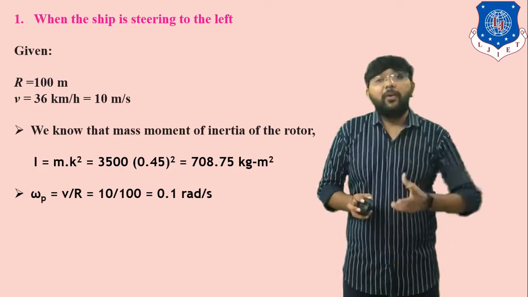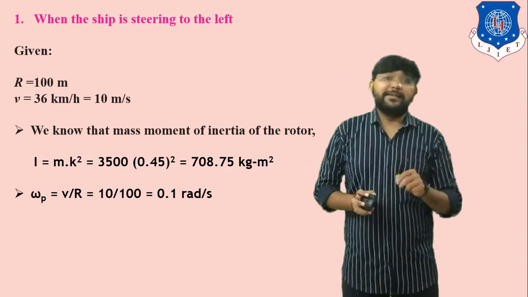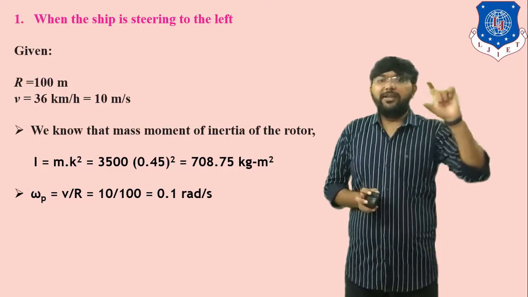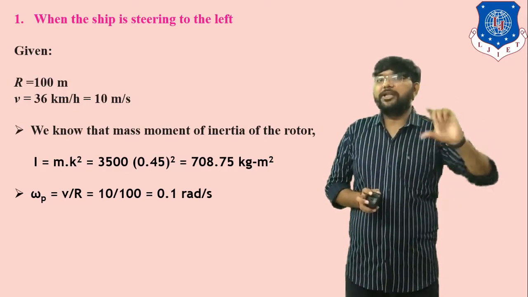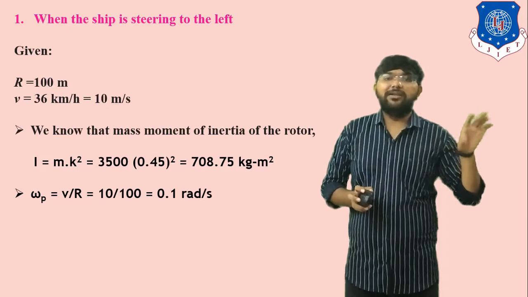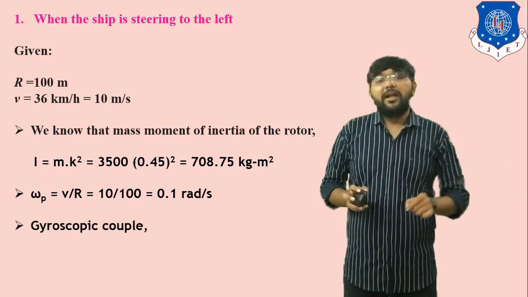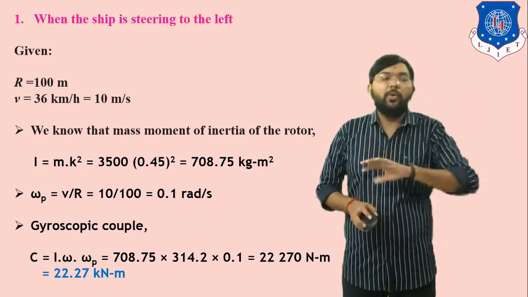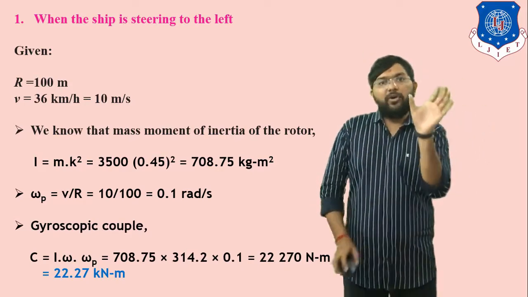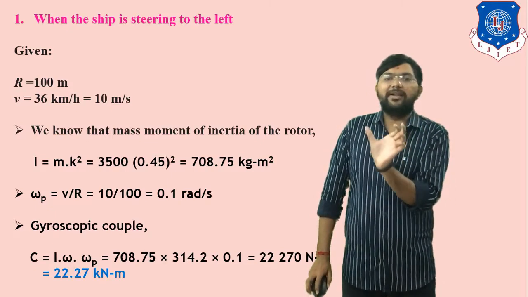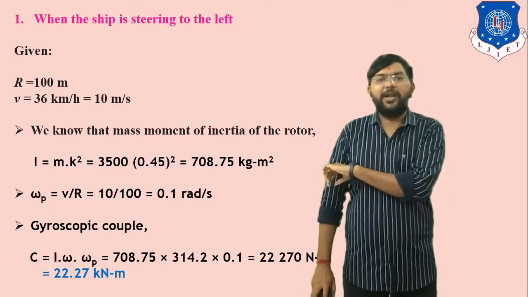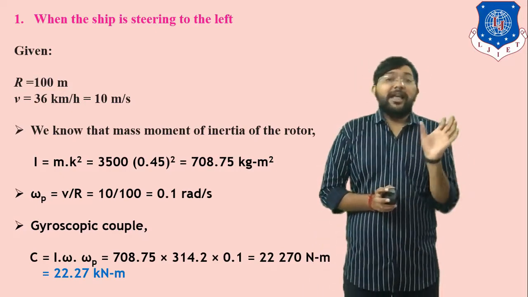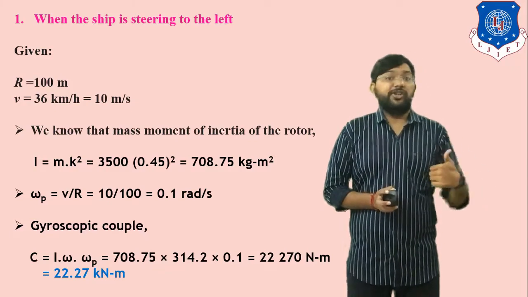Now we have to derive the angular velocity of the axis of precession, omega p. The equation of omega p is v by r. We have the value of velocity and the value of radius. Put these two values in and you get the answer 0.1 radian per second. Now you all know the equation for the reactive gyroscopic couple, that is couple equals I omega p. Put these three values in and you get the reactive gyroscopic couple, that is 22.27 kilonewton meter. Clear? So this is the answer for the reactive gyroscopic couple for the steering motion.